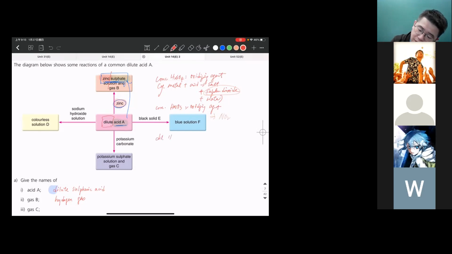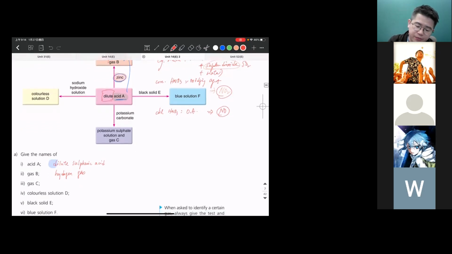If I change it to dilute nitric acid, again it's also an oxidizing agent, while the gas formed is NO. Now, very special, right? So remember, whenever you talk about the acid, it's not just telling me the chemical nature of the acid, but also the concentration. The concentration of the acid really affects the outcome of the reaction.